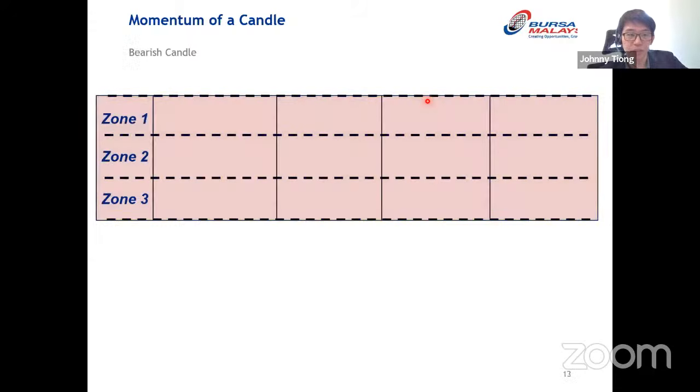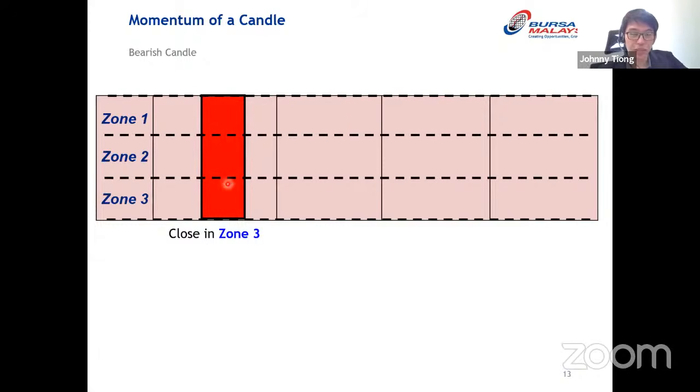We move next to the bearish candle. Again, I have 4 examples, and I'm going to go quite fast here. This is a bearish candle because it's red, and the closing is below the opening, so it's bearish. Again, for each candle I'm going to take the highest point and the lowest point and divide by 3. For this candle, it closed in zone 3.